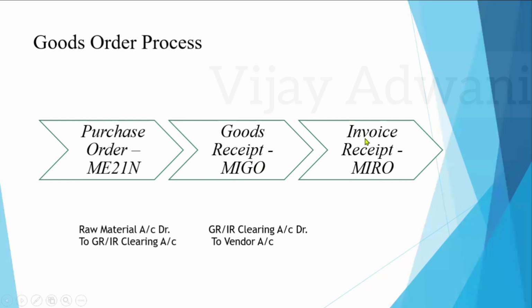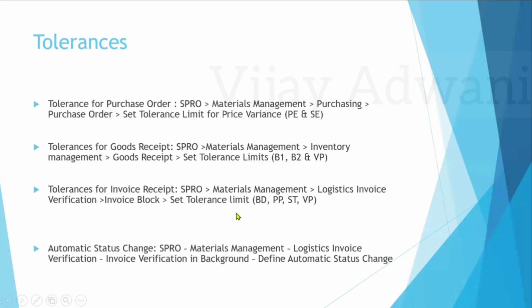The same thing can also happen at invoice receipt level. Let's say everything was good, and the purchase order and goods receipt were matching. But when the invoice was received, you saw some freight was added to the invoice. Then again, there is a price difference. So how do you deal with this price difference? That is called tolerances. So we need to configure tolerances.